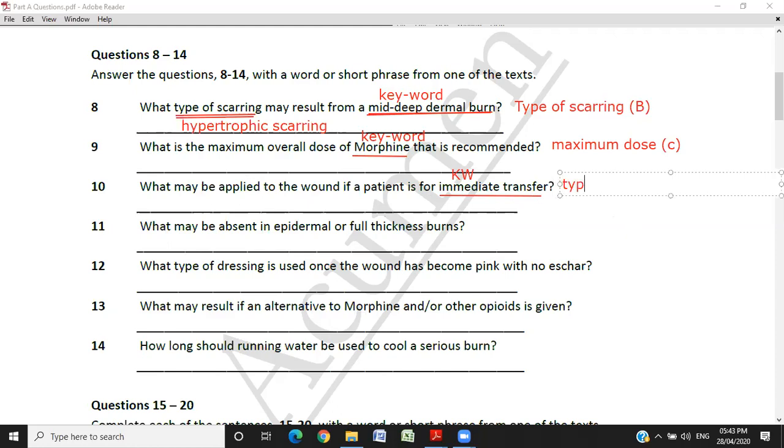Yeah, so here I'm looking for type of dressing. Yes, and I can have this answer in text A because text A tells me about immediate transfer. We have read this word already in text A, right? We know that the immediate transfer word is in text A. Otherwise, immediate management is given in text D, but the word transfer is given in text A. Good, very good.